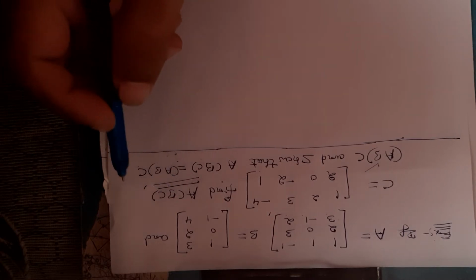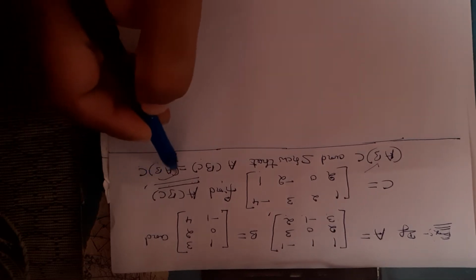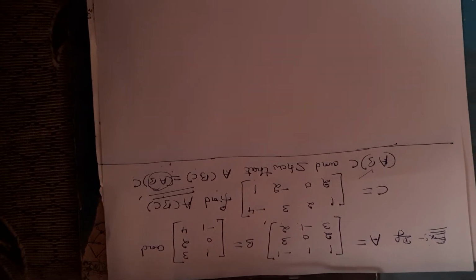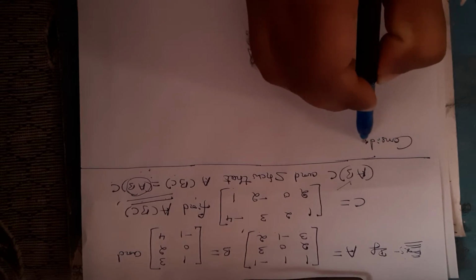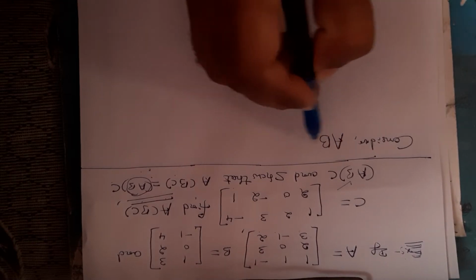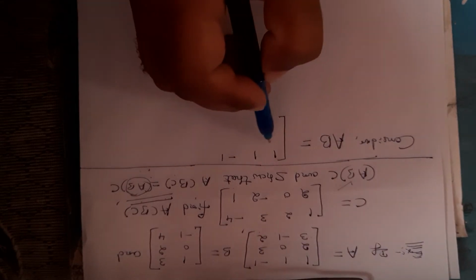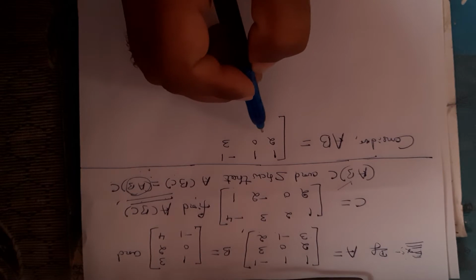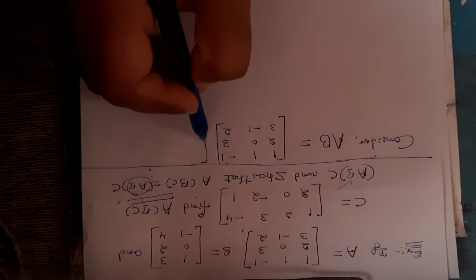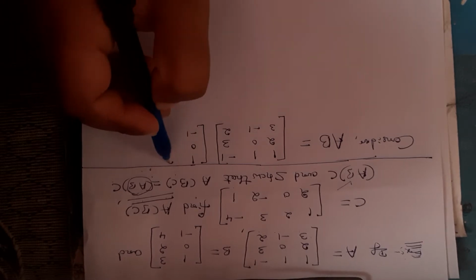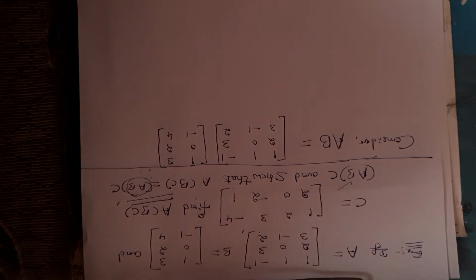So let us find out the product here. Let us first consider AB. First, let us multiply these two matrices A and B. What is the first matrix here? 1, 1, minus 1, 2, 0, 3, 3, minus 1, 2. This one is the first matrix, and the second matrix is B here. So this is A into B.